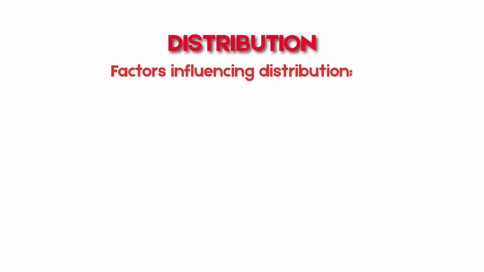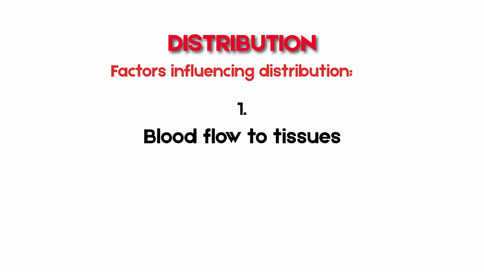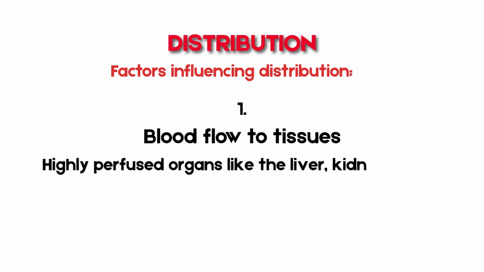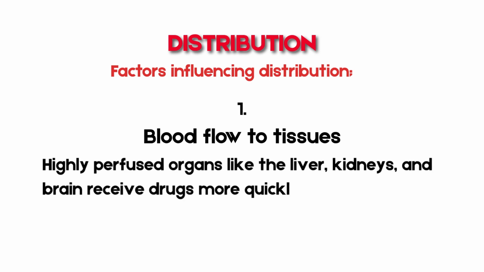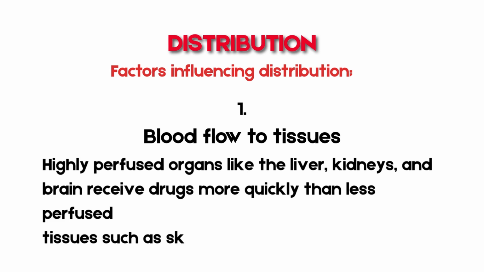Several factors influence distribution. These are: 1. Blood flow to tissues. Highly perfused organs like the liver, kidneys, and brain receive drugs more quickly than less perfused tissue such as skin, fat, or bone.